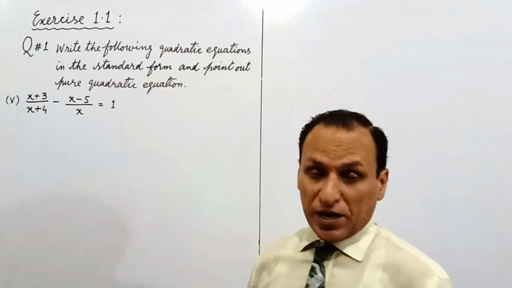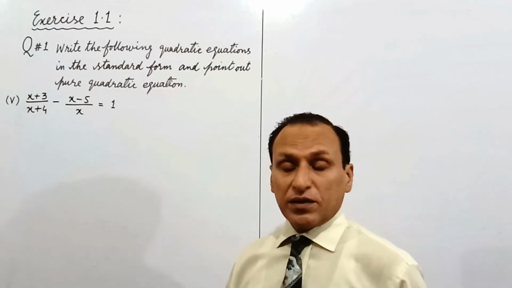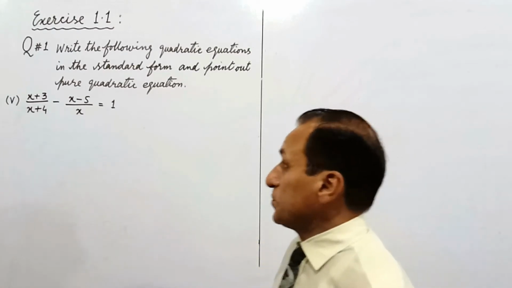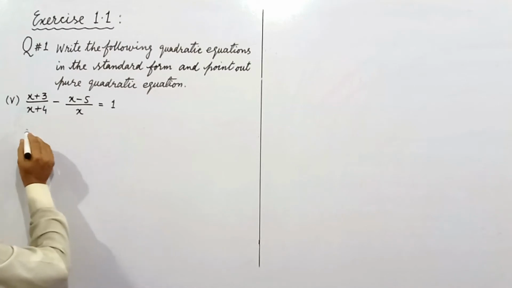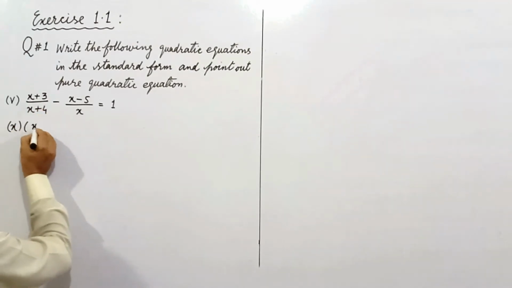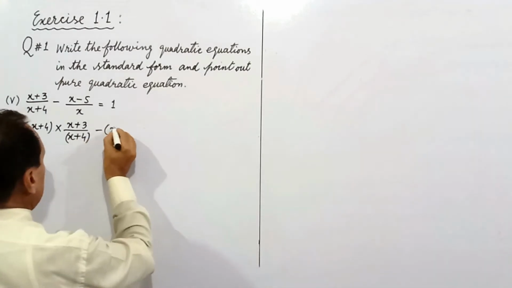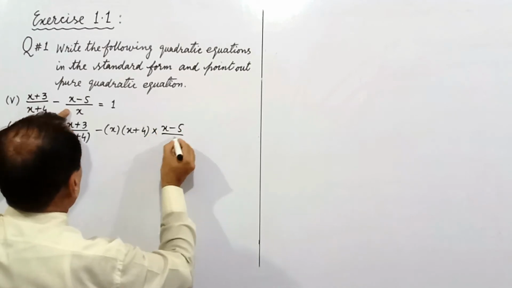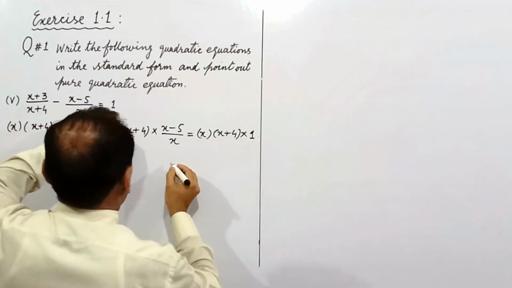Students, let's do part 5 of question number 1, exercise 1.1. In this again, we are to identify whether this given equation is a pure quadratic equation or a standard form of quadratic equation. So let's do it. We take the LCM of the denominator, x plus 4 into x, these are uncommon factors, so therefore we multiply each term by their product. X into x plus 4 is multiplied to the first term, x plus 3 divided by x plus 4, minus x into x plus 4, the LCM, is multiplied to the next term, x minus 5 divided by x, x into x plus 4 is multiplied to 1, the right hand side.